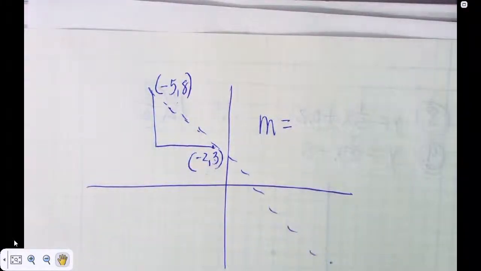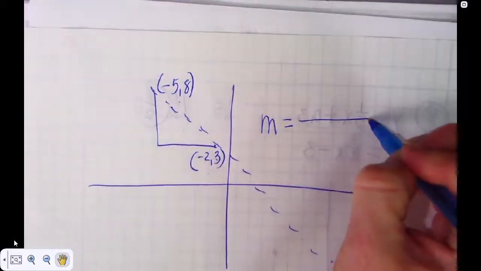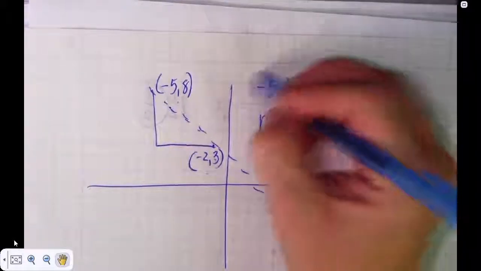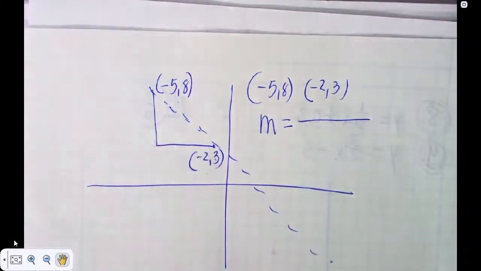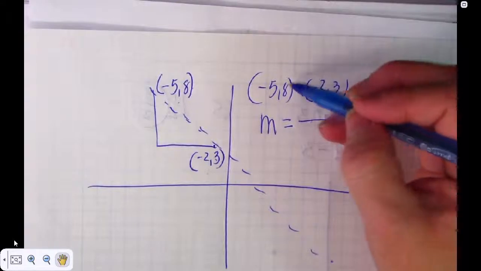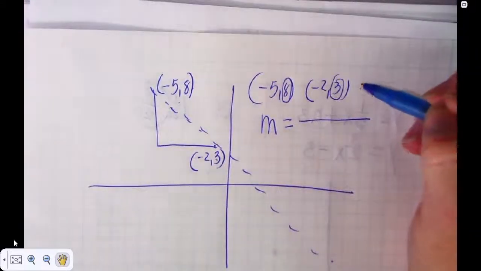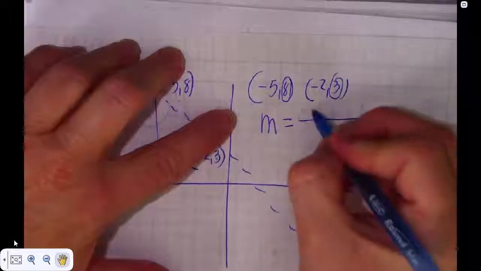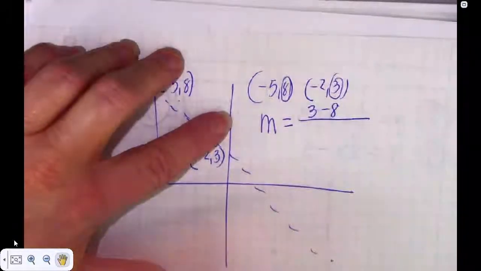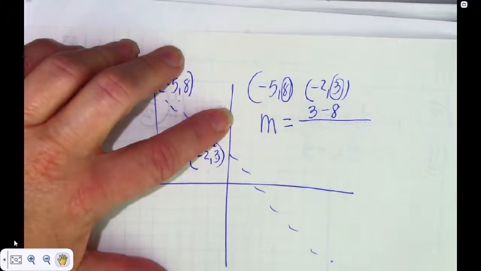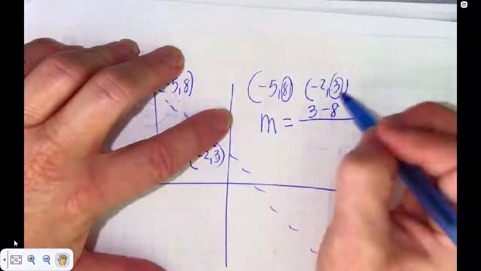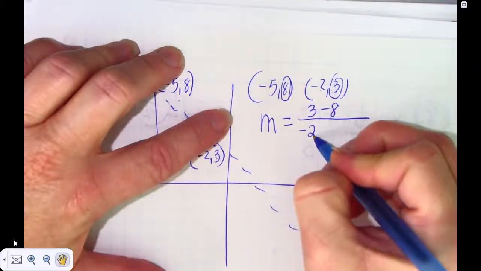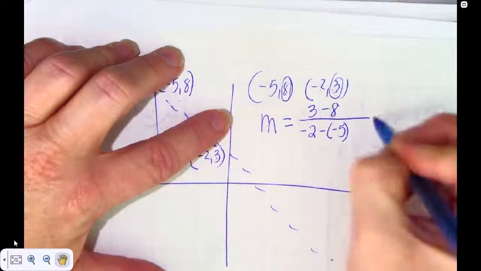-5, 8. -2, 3. Draw our line. I'm going to rewrite them. Okay. I need to circle which ones, what numbers? The Y's. Which one? What do I want to circle? 8 and 3. So I'm going to subtract 3 minus 8. So does everybody see where I got 3 minus 8? If I start with a 3, I need to start with -2 on bottom. So -2 minus -5. Excellent.